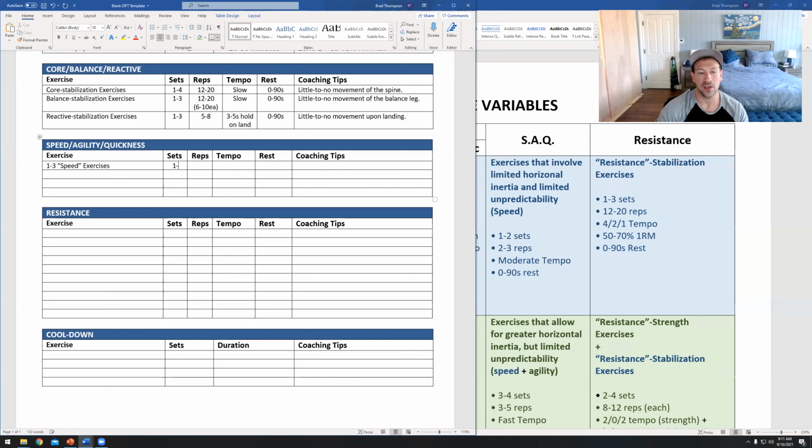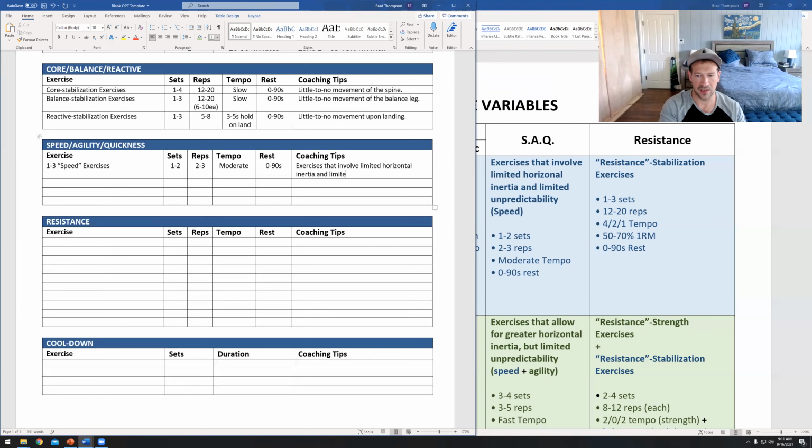So this is going to be for 1 to 2 sets, 2 to 3 repetitions. Our tempo is going to be moderate. You know, yes, it's a speed exercise, but it doesn't have to be at maximum intensities. They're really kind of working on learning how to do a movement first. 0 to 90 seconds of rest. And for the coaching tip, we'll say exercises that involve limited horizontal inertia and limited unpredictability, right? AKA speed drills.